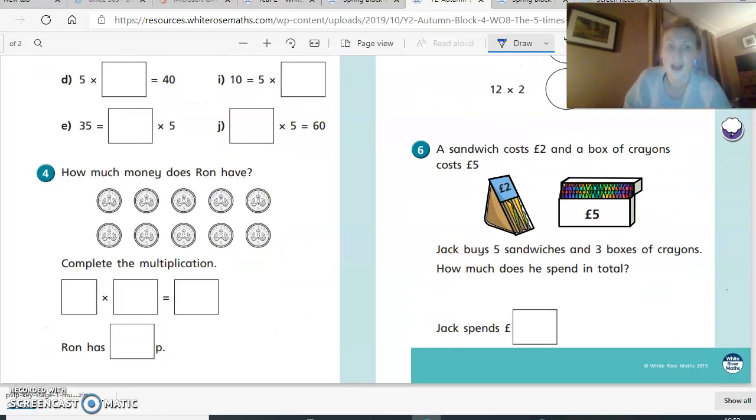Question 4. How much money does Ron have? So you need to count those 5p's in 5s, remember, and see how much he's got. Then write down the multiplication for that, okay? I think you should be able to do that.